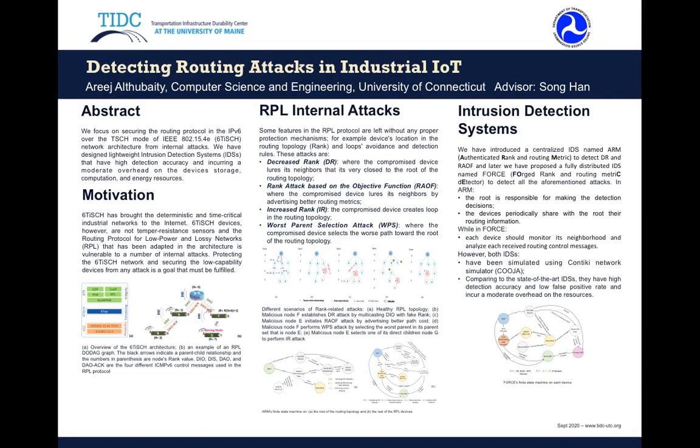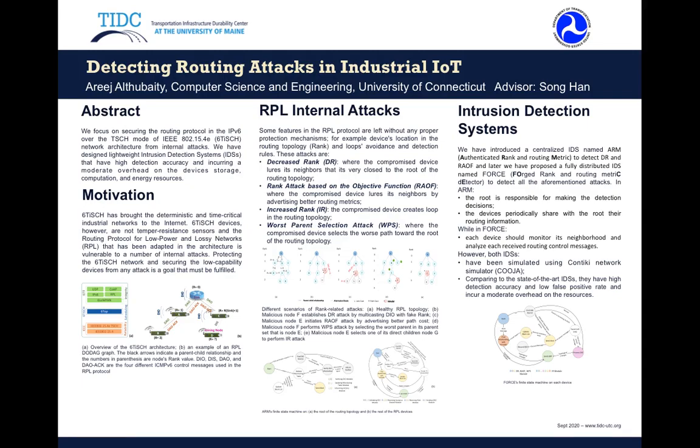Our research project is entitled Detecting Routing Attacks in Industrial Internet of Things. Sectish architecture was proposed to bring together the high reliability provided by the link layer along with the internet protocols. So it just glues the two together. Sectish adapted the routing protocol RPL since it provides a loop-free structure and has very low communication overhead compared to the rest of the routing protocols in wireless sensor networks.